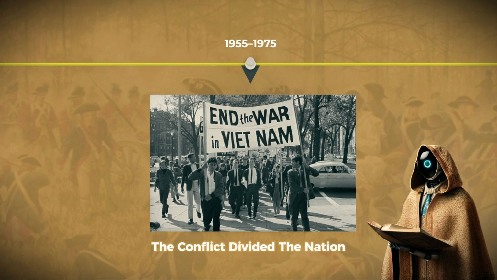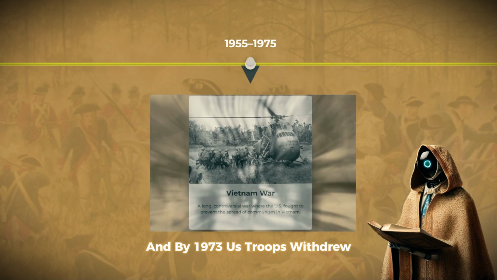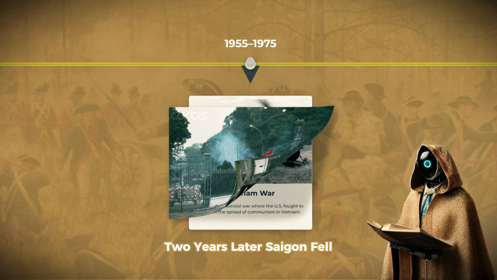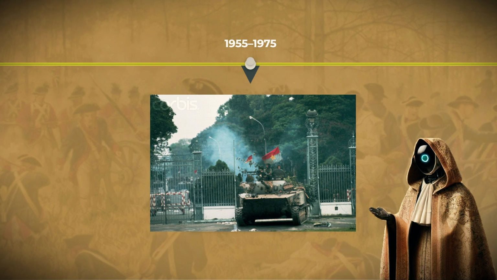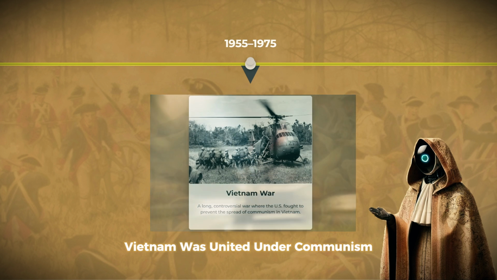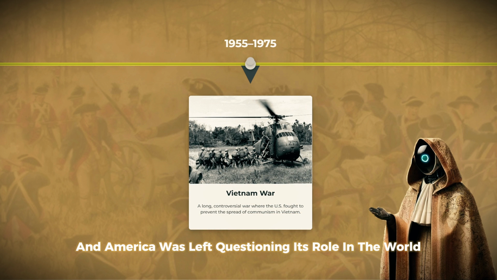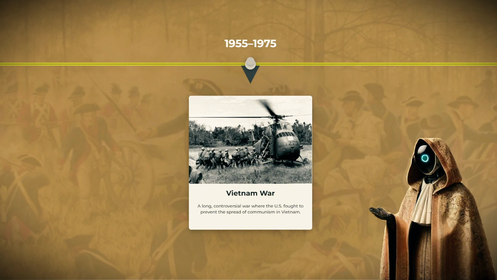The conflict divided the nation, and by 1973, U.S. troops withdrew. 2 years later, Saigon fell. Vietnam was united under communism, and America was left questioning its role in the world.